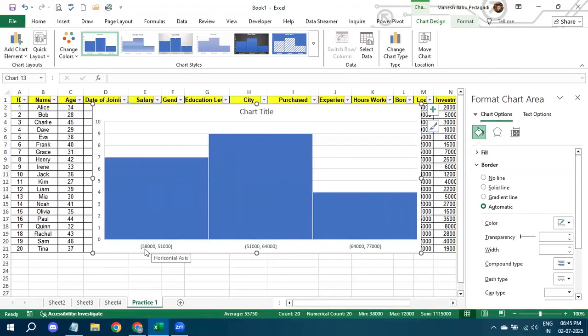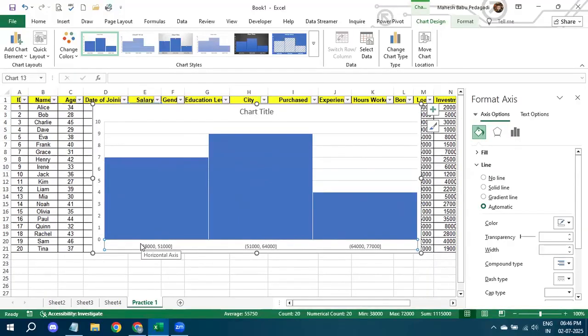These are called bins. Were you able to see? 38,000 to 51,000 is one bin. 51,000 to 64,000 is one bin. 64,000 to 77,000 is one bin. That means grouping of the data is called bins. Now, sir, what is this numbers count?